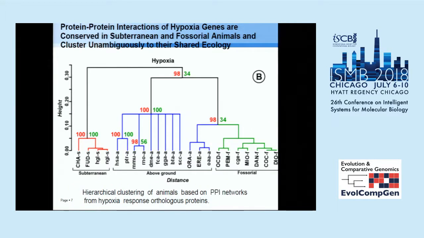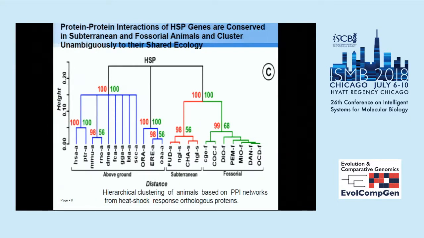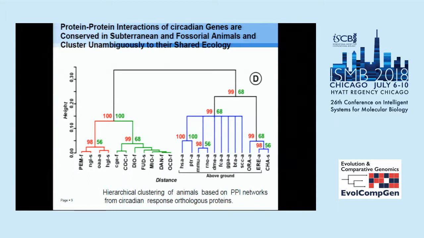So, going back to protein-protein interaction, we took protein-protein interactions of hypoxia genes that are conserved in subterranean and fossorial animals, and we performed the same analysis. Here we see clearly, and the p-values are very high, that the organisms cluster to their ecology. We have 4 subterranean animals, 12 above ground, and 7 fossorial animals, which perfectly cluster together to their ecologies. We see the same phenomenon in heat shock proteins. And when we consider circadian clock genes, we see a little bit of mismatches in the clustering efficiency. This is because the severity of the stress is higher for hypoxia than the circadian clock.